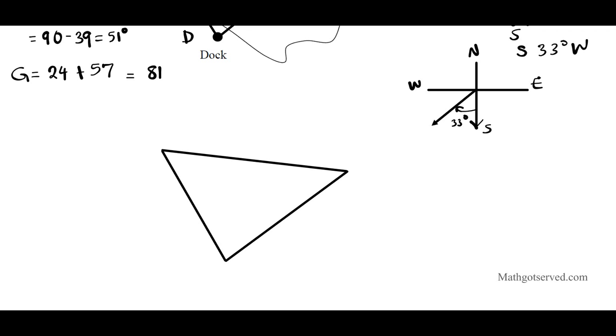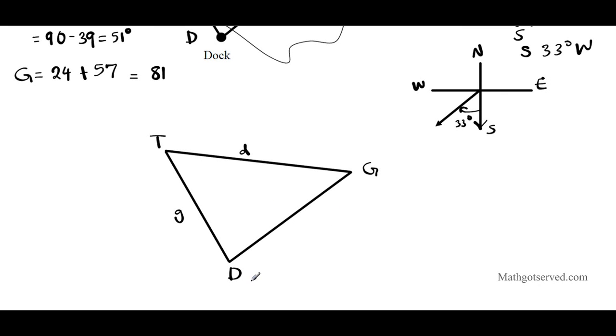The dock is D, the tree is T, and the gazebo is G. So that makes this little g. We have a little d as 100. All right, and then angle T is 51 degrees, and angle G is 81 degrees.